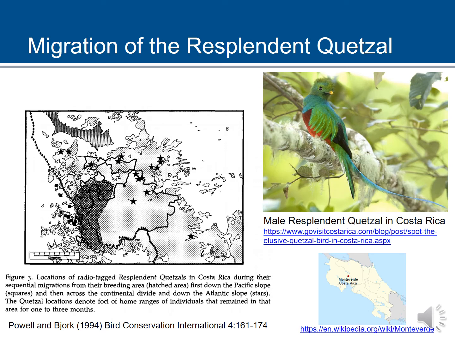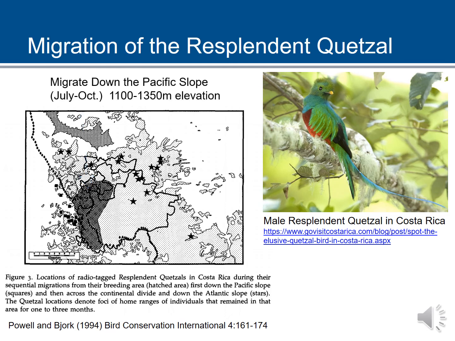Another less dramatic example of bird migration is the migration pattern of the resplendent quetzal found in Costa Rica. Its breeding range is shown in the dark stippled area where it breeds in Monteverde Reserve from March until June. From this point, they migrate down the Pacific slope to the areas denoted by the squares, so they're at a lower elevation. This is during the wet season, and so they take advantage of the resources that are available in the normally dry areas during the wet season.